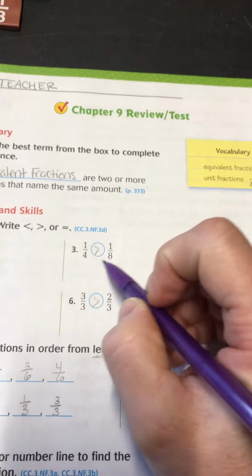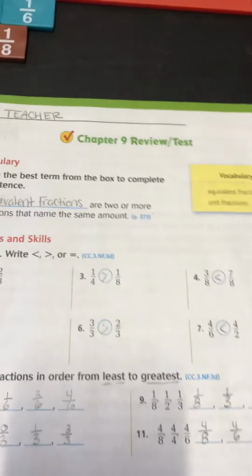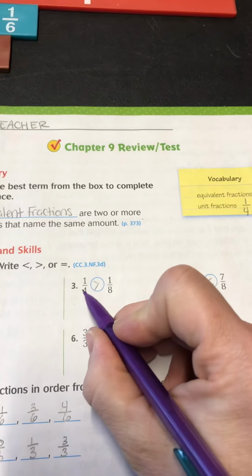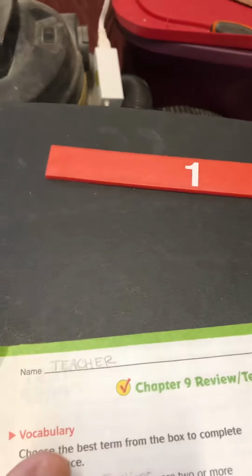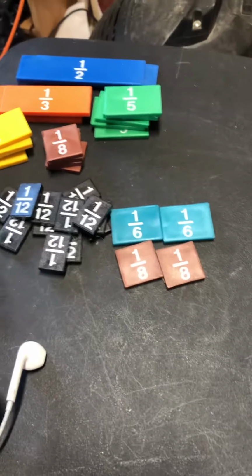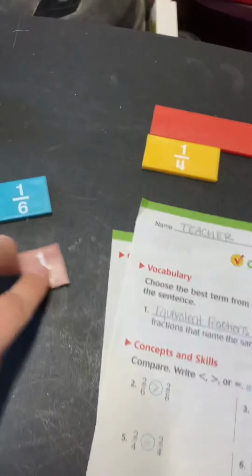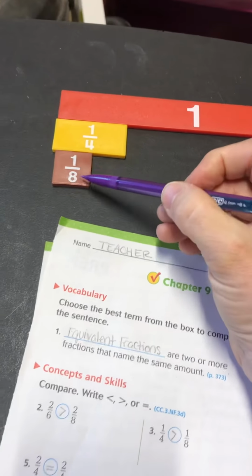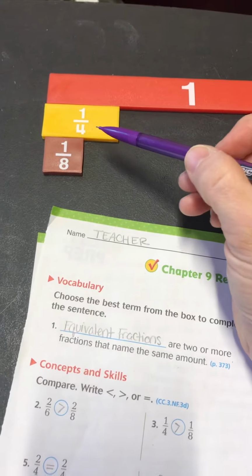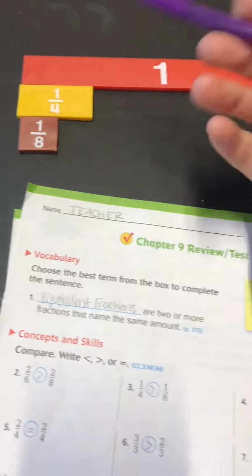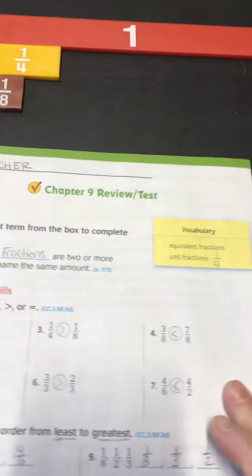Okay, so let's see. Number 2, 1/4 and 1/8. So I know here that 1/4 has 2/8 in it. Let's go ahead and take a look here at our fractions. We had 1/4. Okay, there's our 1/4. And then 1/8 again. So again, the bigger the bottom number, the more pieces it's broken into. So 1/4 is definitely bigger than 1/8.